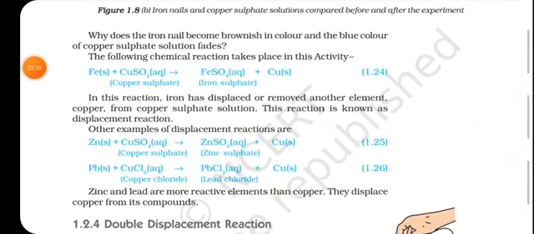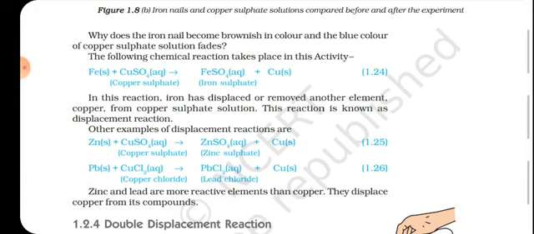Next, why does the nail become brownish in color and the blue color of the copper solution fades? The same thing is over here. It is displacement, that is the exchange of molecules from one form to another. Where the element is strong, it will replace the weak element and takes its own place.